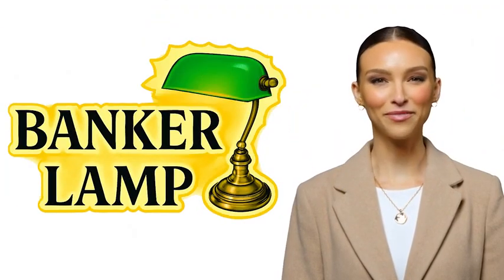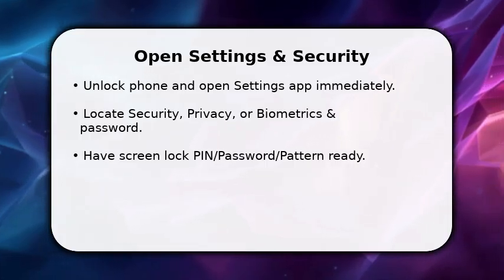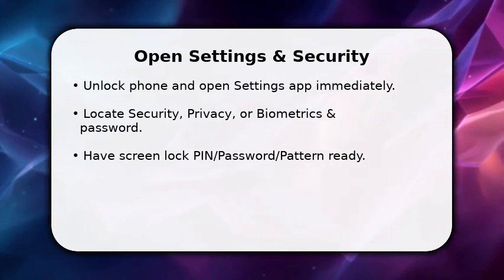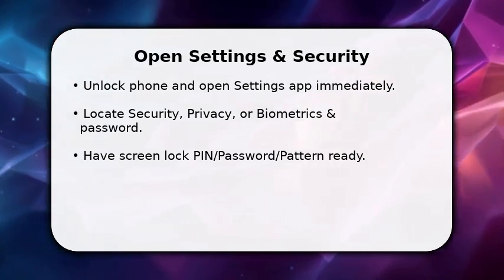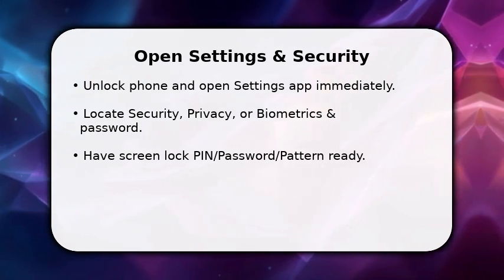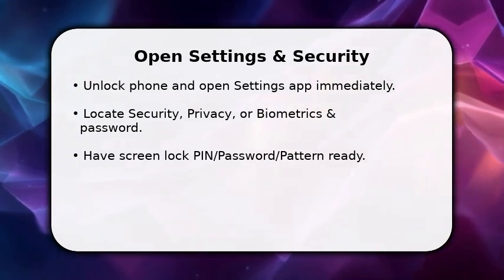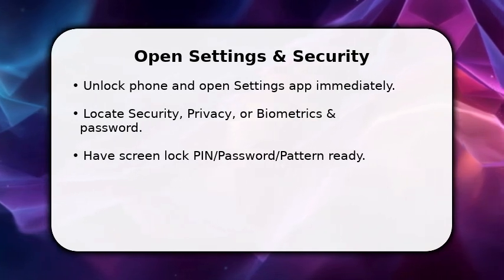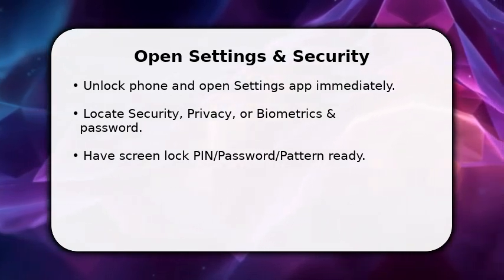Please enjoy the video. You start by opening Settings and going straight to Security or Privacy. This is where Lock Screen controls live. Once you tap Security, find Screen Lock, Lock Screen Preferences, or Biometrics and Password depending on your Realme UI version.